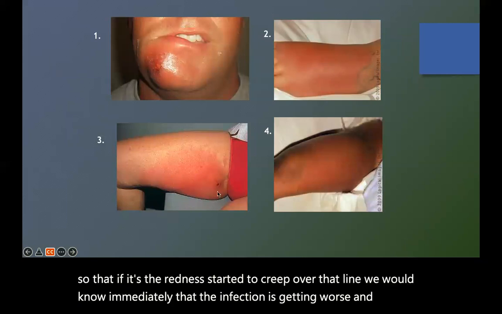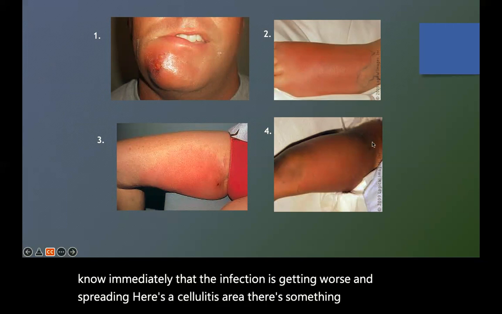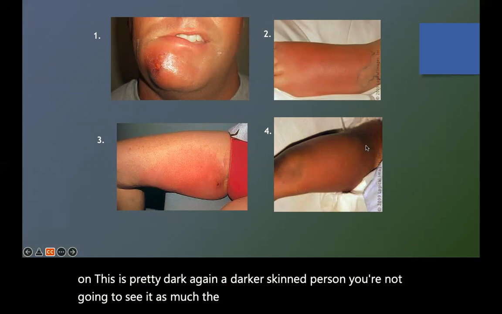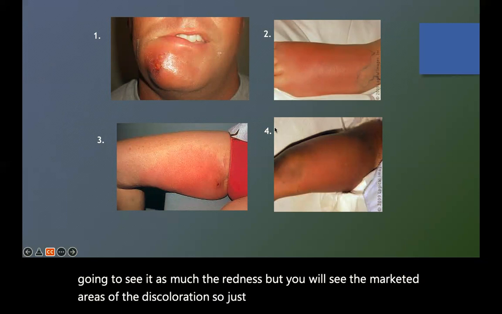Here's a cellulitis area. There's something going on there. This is pretty dark. Again, with a darker skinned person, you're not going to see the redness as much, but you will see the demarcated areas of the discoloration. So just keep that in mind.